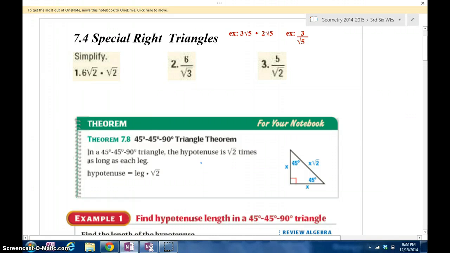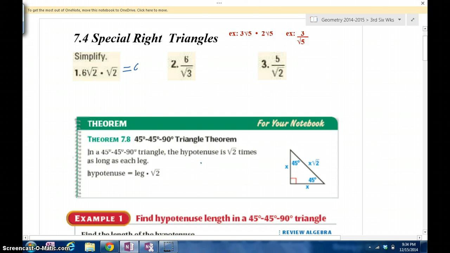Okay, this is the special right triangle, the 45, 45, 90 special right triangle. Before we start, let's go over the simplifying that we've done in class already. Here we have 6 square root 2 times the square root of 2. We want to multiply the two square roots together.